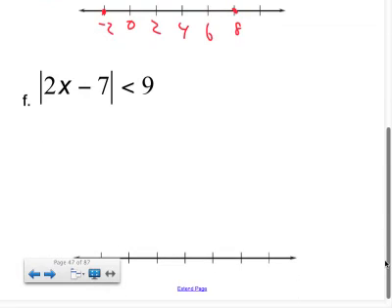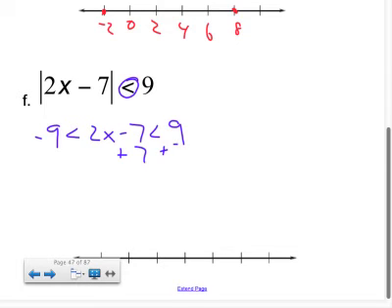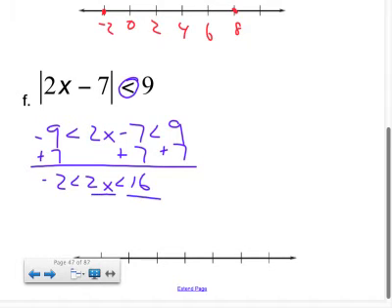Part F, at this point, I would probably pause the video and see if you got this on your own. But I'll do it. Again, it's an and inequality because it's less than, so I have -9 < 2x - 7 < 9. I'm going to add 7 to everything. So I get -2 < 2x < 16. And then divide everything by 2. You'll get -1 < x < 8.